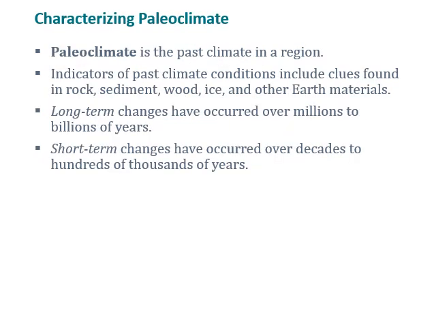Given that paleo is a prefix meaning old, paleoclimate signifies the past climate for a region or globally. Indicators of past climate conditions include clues found in rocks, sediments, wood, ice, and other earth materials like fossils. Long-term changes in climate have occurred over millions to billions of years, whereas short-term changes in climate have occurred over decades to hundreds of thousands of years.